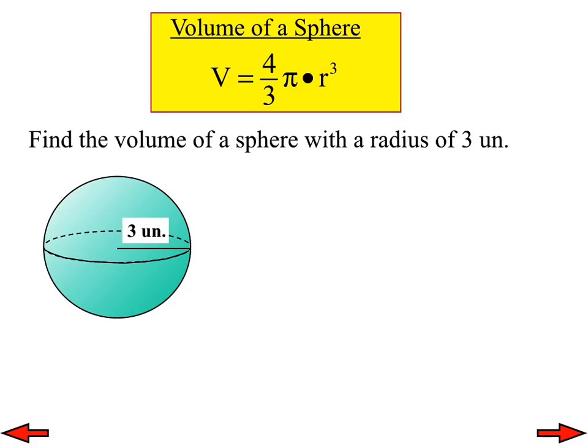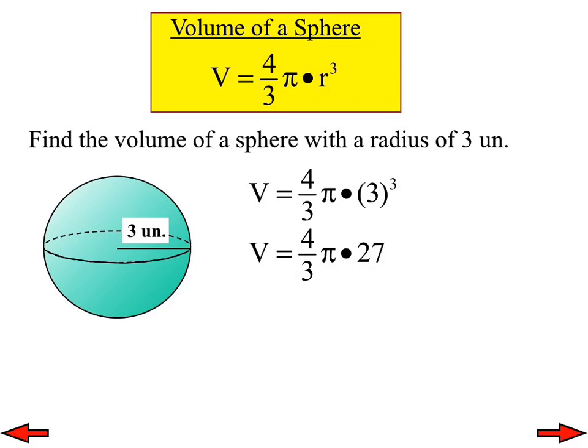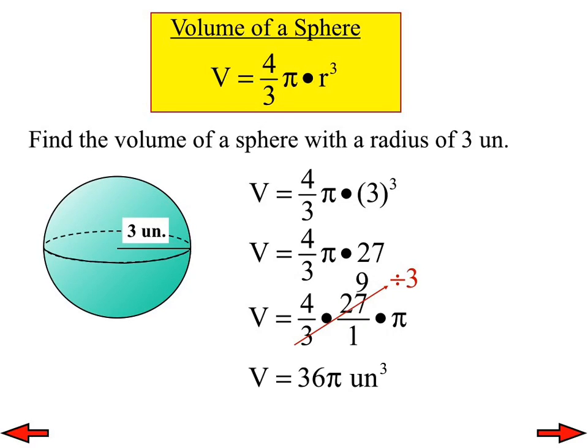So in this sphere, we have a radius of 3 units. It's 4/3 pi times the radius cubed, so 3 cubed, which is 27. And then I typically would go ahead and multiply the 4/3 times the 27, and the reason is because 3 goes into 27 evenly. And I leave it in terms of pi as long as I can. And so that would give me 36 pi. And then 36 pi is 36 times 3.14. So the volume of this sphere is 113.04 units cubed.